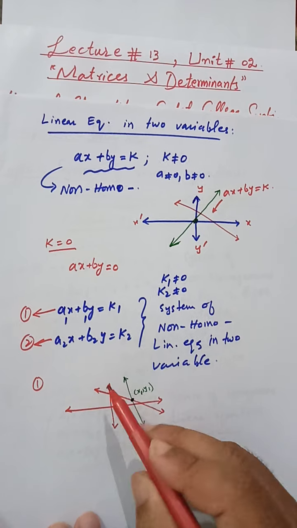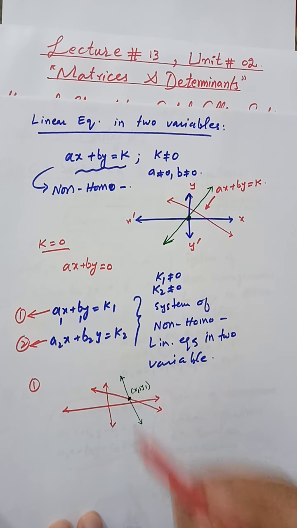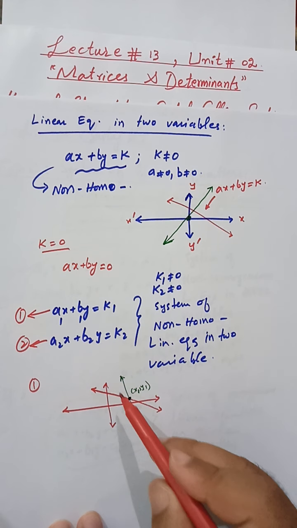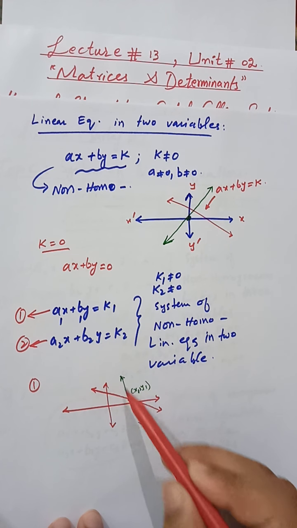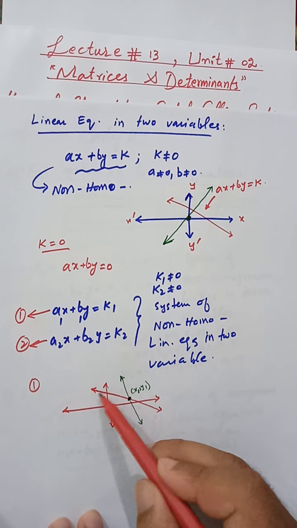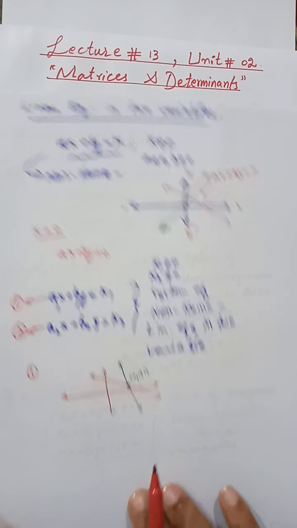So if you draw the graphs of these equations and they intersect each other at a single point, in that case the system has a unique solution, because this point lies on the graph of equation 2 as well as on the graph of equation 1. So in this case the system has a unique solution.